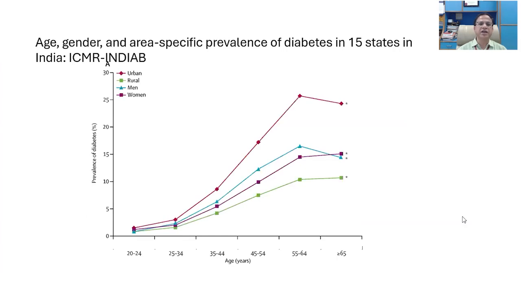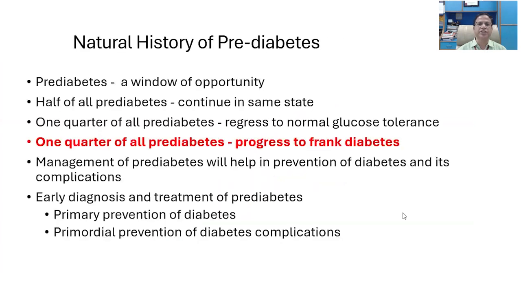This is another study, ICMR-INDIAB, a famous study which was done by ICMR, conducted all over the country in all states, which again shows that as age increases, there is increased prevalence of diabetes both in men and women, although much higher in urban areas, which is shown by the red line, and the green one is for rural areas. So it is more common in urban areas, more common in men, and as age progresses, the prevalence of diabetes increases.